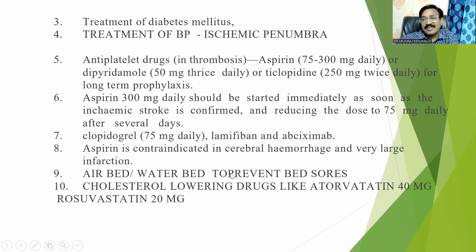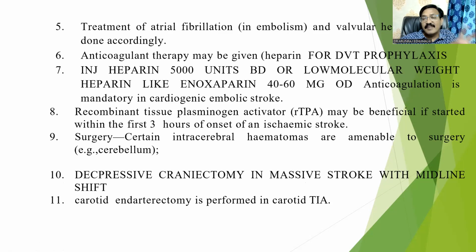When the patient has dense hemiplegia, you have to give a water bed or air bed to prevent bed sores. And cholesterol-lowering drugs like statins, atorvastatin, rosuvastatin, never forget to mention. When the patient has atrial fibrillation, we have to treat the valvular heart disease and give digoxin, verapamil, and such drugs to control the ventricular rate. The acute treatment is rtPA.